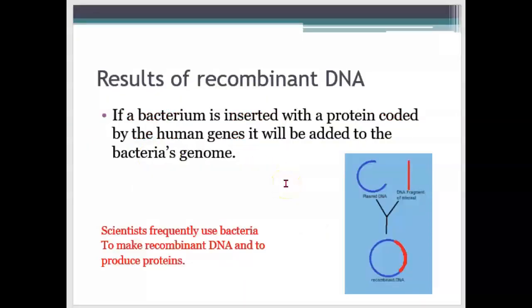So, results of recombinant DNA. If a bacterium is inserted with a protein coded by the human genes, it will be added to the bacteria's genome. So it becomes as if it were one piece. The bacteria does not recognize the difference between the bacterial host DNA and the donor DNA, because remember, all DNA, same 4 or 5 nucleotides, right? A to T, C to G, etc.